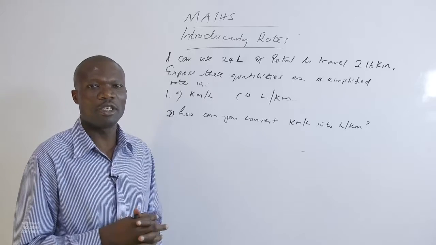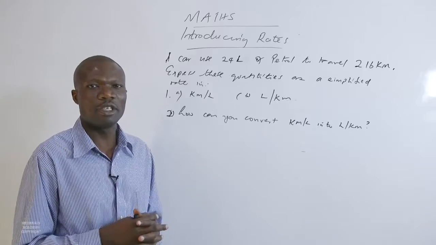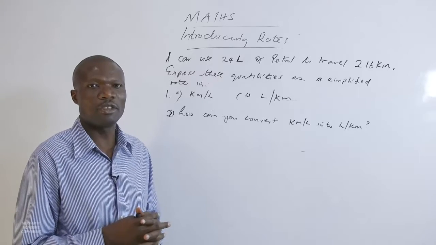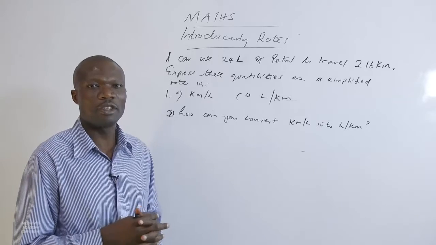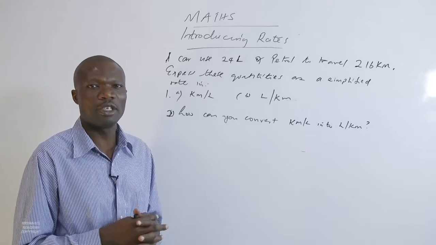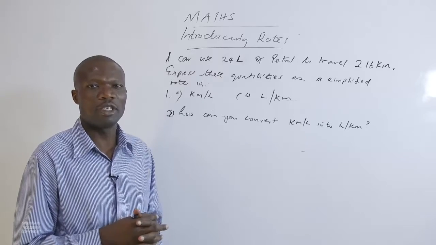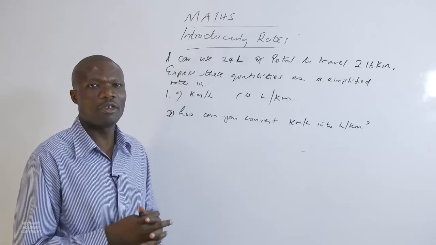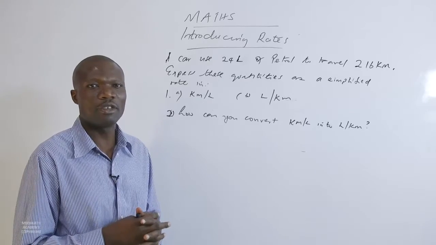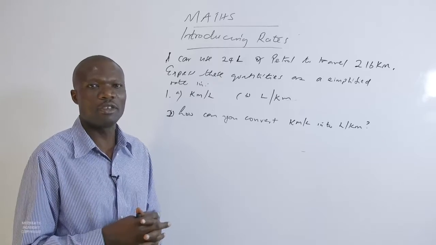The first unit is kilometers. So I'll interchange these and start with 216 kilometers for how many liters? For 24 liters. When you look at the second part here, it is asking us to find how many liters are consumed per kilometer. So here we are looking at our rate.